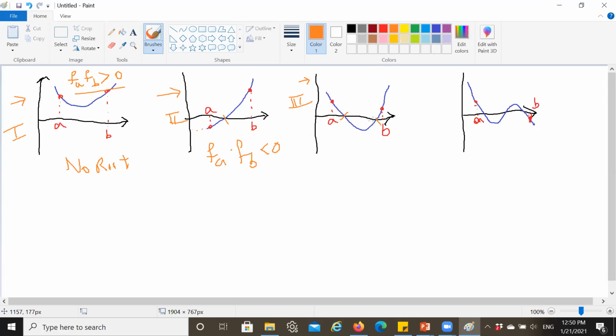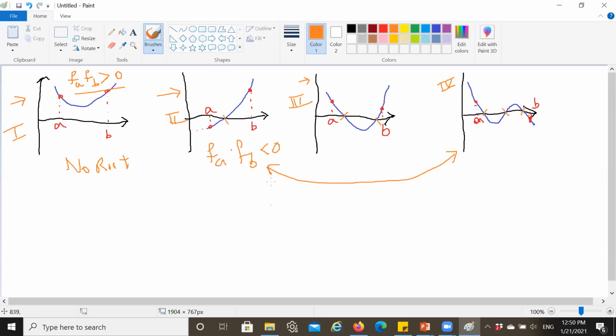Or there are 2 roots, okay? Now let's look at case 4. Again, over here, they have negative signs, and it intercepts 1, 2, 3 times. So we compare case 2 and 4, because they are negative signs.